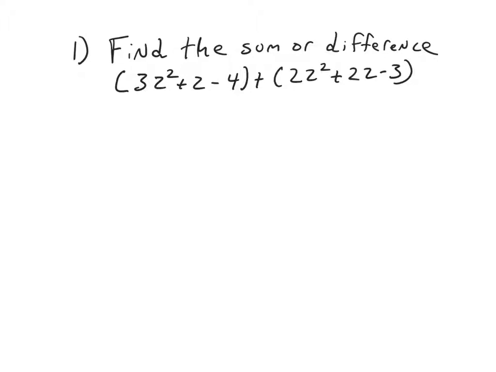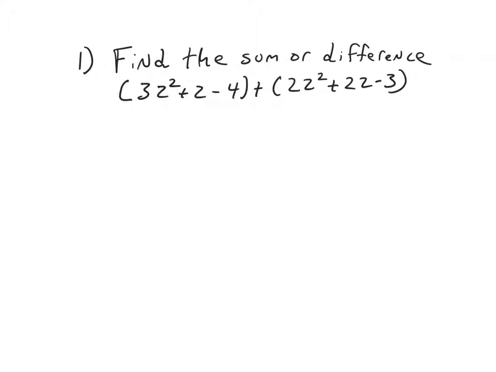plus 2z minus 3. Alright, the way I do these is I first get rid of the parentheses if I can, because this is not multiplying, so we can get rid of the parentheses as long as this is a plus right here. If it's a minus, then we have to distribute the negative. But if it's a plus, we can just rewrite it without parentheses. We end up with 3z squared plus 1z minus 4 plus 2z squared plus 2z minus 3.